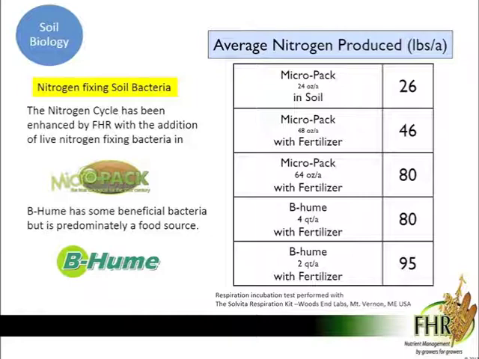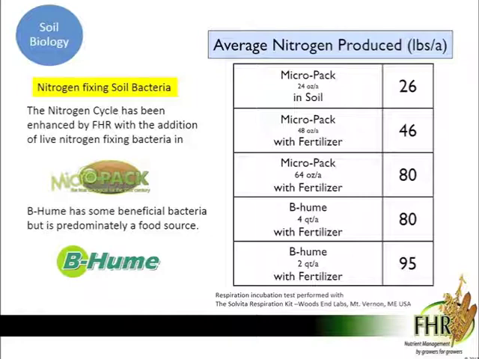Micropack at 48 ounces with fertilizer, you get 46 pounds of release. And if you go to the Micropack at 64 ounces with fertilizer, you get 80 pounds. B-Hume at 4 quarts with fertilizer, you get 80 pounds per acre of N. B-Hume at 2 quarts with fertilizer, you get 90. So it can be all over the board.